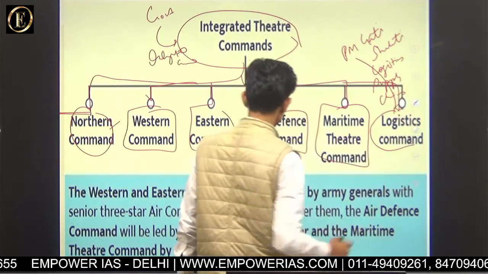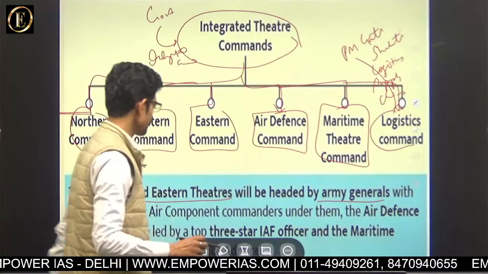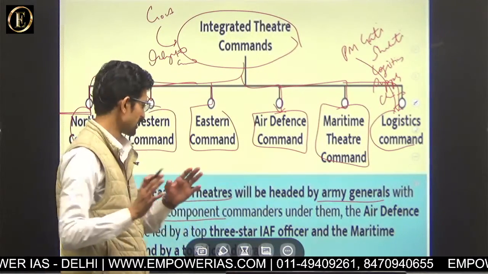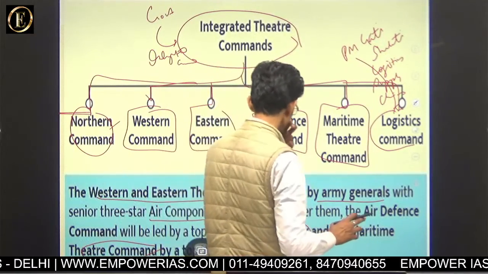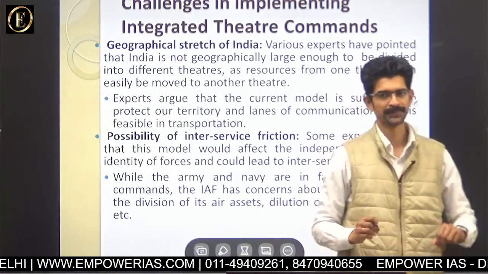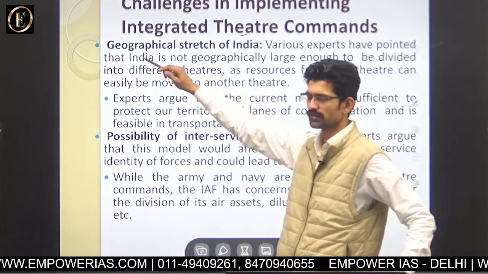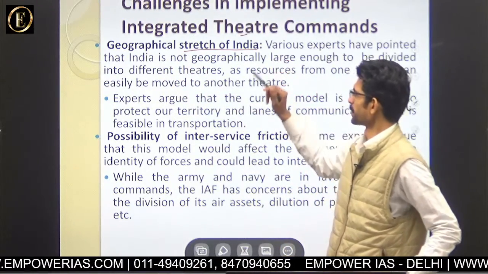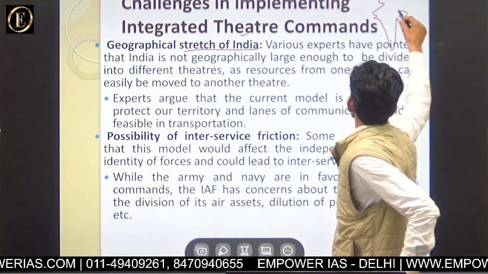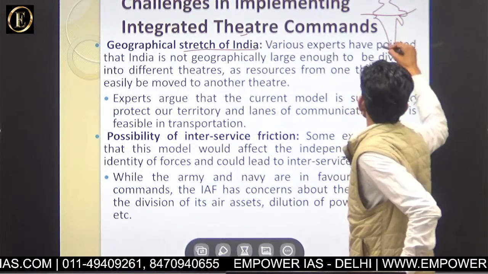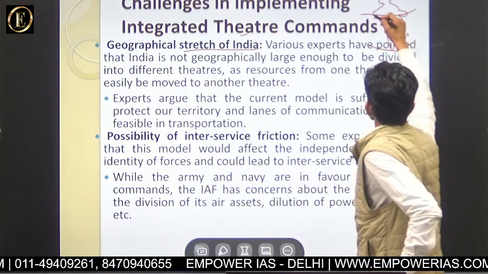So this leads to the Western and Eastern Threat Commands headed by Army generals, with the Air Command component of Air Defense headed by an Indian Air Force officer, and the Maritime Threat Command headed by a top Vice Admiral of the Navy. Remember this fact. Then the challenges posed by the Integrated Threat Command relate to the geographical stretch of India. India has a vast geographical locality spreading across the upper and lower parts of the Tropic of Cancer to the Indian Ocean. So that again plays a huge challenge.